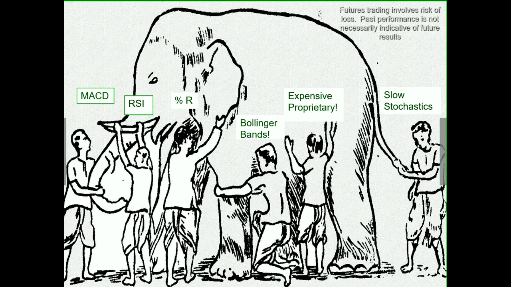Another guy might say RSI. Another guy looks at the market differently. Percent R speaks to him. Or another guy looks at Bollinger Bands and says, well, you can't beat the Bollinger Bands. Or someone has an expensive proprietary system they bought, and they say, well, it's got to be good. Look at how much money I paid for it. Or whatever.